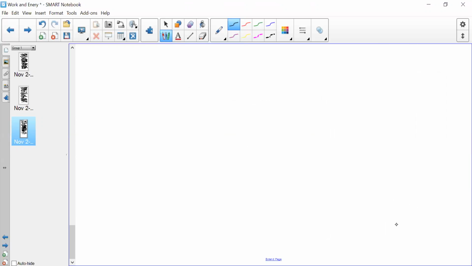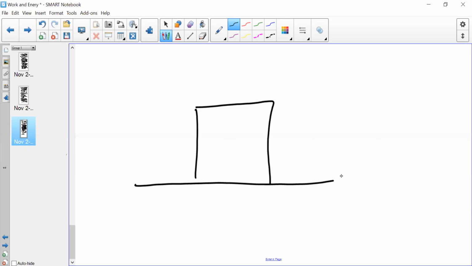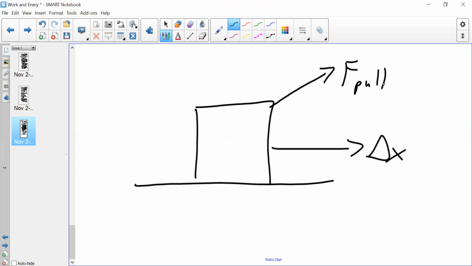But before I get to writing that down, what if I had the same box moving to the right, and instead of the force being exactly parallel to the displacement, let's say I'm pulling this box with a force at some angle. Well, this pulling force would still produce some work on the box, but it's not going to be the pulling force itself. It's going to be a part of the pulling force that produces the work. Can anybody tell me the part of this pulling force that will produce the work on this box?